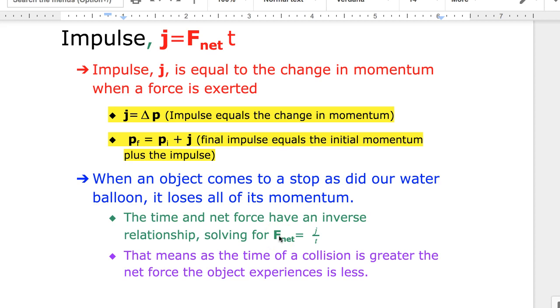So if we're slowing an object down to a stop, then we know that impulse is going to stay the same. We're going to take all of its momentum away to zero. So that would stay the same. But the time, we can extend the time of the collision by catching it and bringing it towards your body, which would reduce the net force the balloon experiences. On the other hand, if we just kept our hand flat for the shortest collision possible, it's going to experience a lot of net force immediately, or a lot of negative acceleration. So as the time of the collision is greater, the net force the object experiences is less.